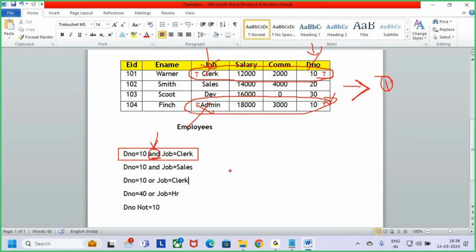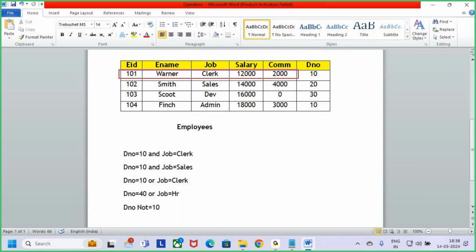And in the AND, the output is true only if both the conditions are true. So here the first condition is true, the second condition is also true, so we'll get this row in the output. Here the first condition is true, but the second condition is false, so we don't get this row in the output. So we'll get only one row in the output. Which row? Warner's employee details.